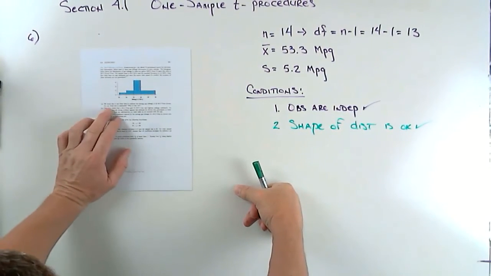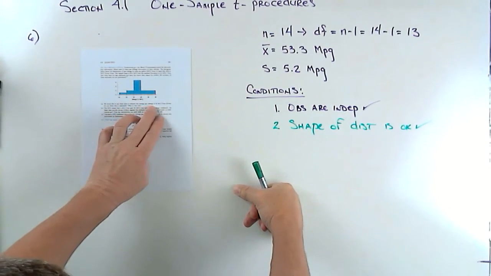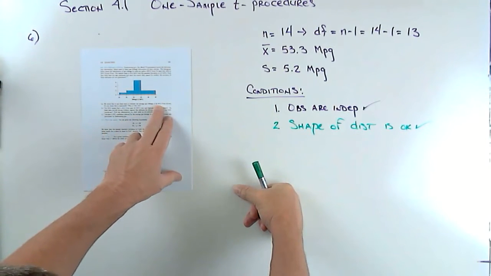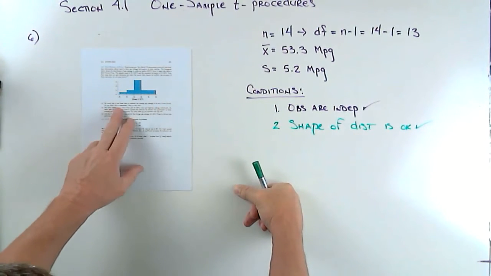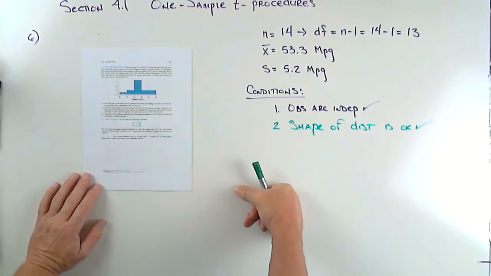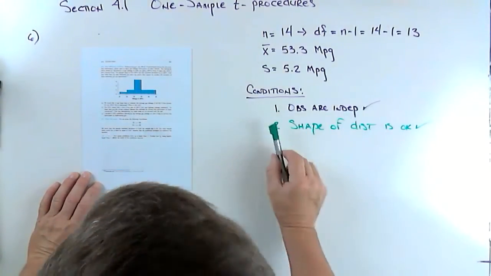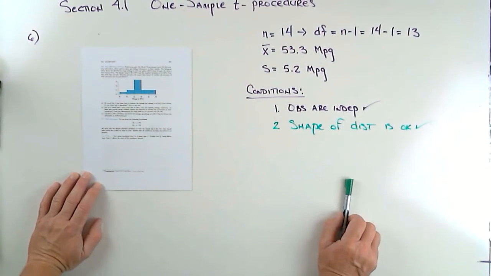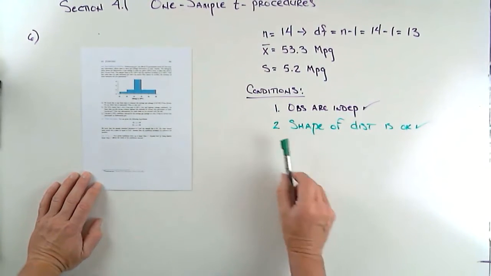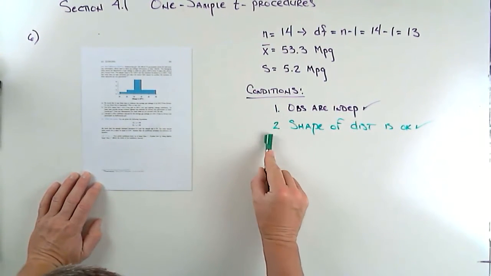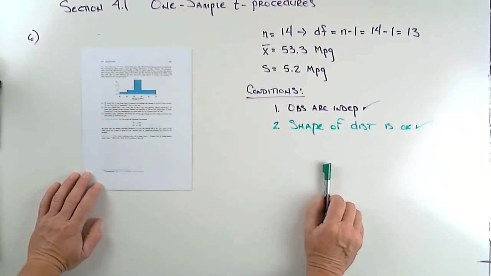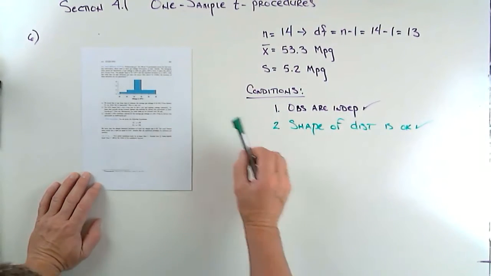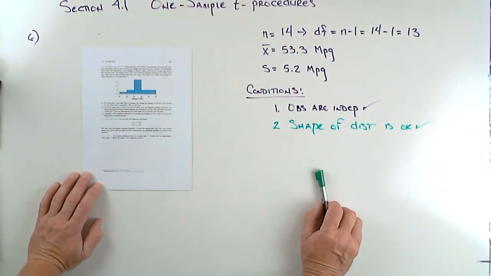So part A says, we would like to use these data to evaluate the average gas mileage of all 2012 Prius drivers. Do you think this is reasonable? Why or why not? Well, that's what we just talked about right here. Do we think it's reasonable? Well, our sample size is really small, right? We'd like it to be bigger than 30. It's way down at 14. That's not very big, but the observations are independent and the shape of the distribution is nearly normal based on the histogram that we've been given. So yes, I think this is reasonable.